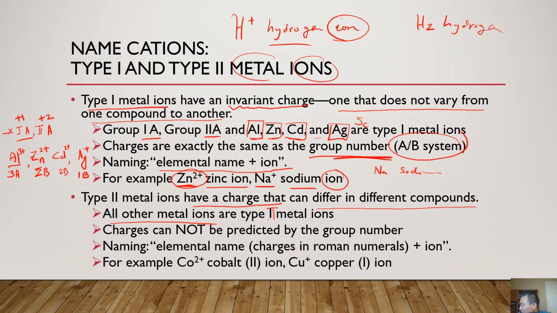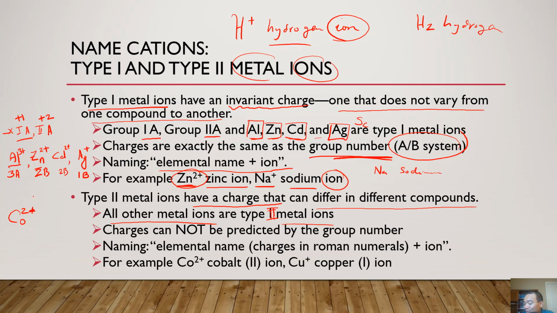Let me actually change this. It should be a type 2, not type 1, okay? All other metal ions will be type 2 metals. For example, if I give you something like this, Cu2+, how do I name this? First, you got to know this is a metal ion. You got to know if it's type 1 or type 2. When you look at that, hey, this guy is type 2.